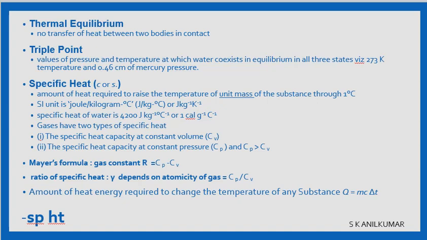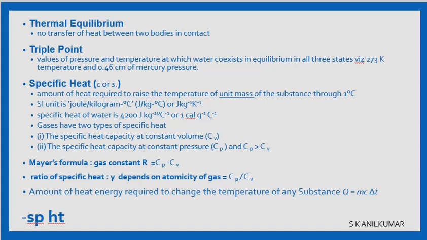Now, what is the specific heat of water? The specific heat of water is 4200 joules per kilogram per degree centigrade. It is also called 1 calorie per gram per centigrade. Specific heat of water is 4200 joules per kilo per centigrade, the amount of heat required to raise the temperature of unit mass of a substance through 1 degree centigrade.